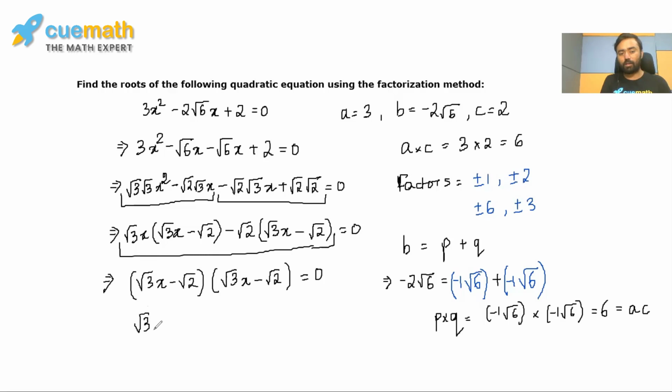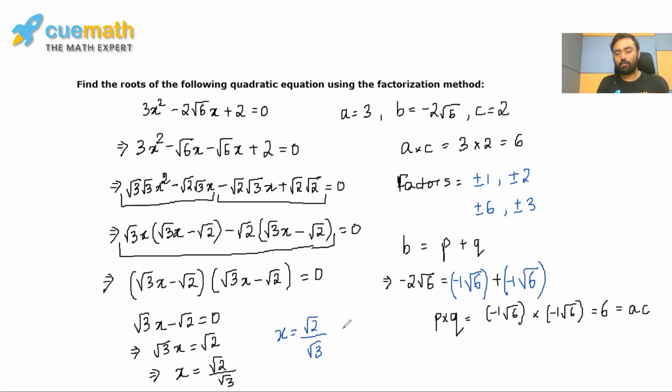Square root of 3x minus square root of 2 is equal to 0. Or we can write this as square root of 3x is equal to square root of 2. Or x is equal to square root of 2 over square root of 3. Now, since both the factors are similar, we don't have to repeat the method. But yes, when we are writing the final answer, we'll have to write the two roots. That is, x equals square root of 2 over square root of 3 and square root of 2 over square root of 3. We can say that the roots are equal in the case of this quadratic equation.